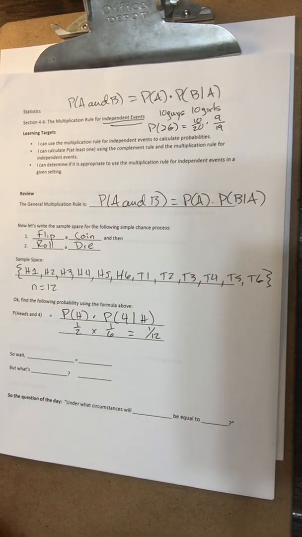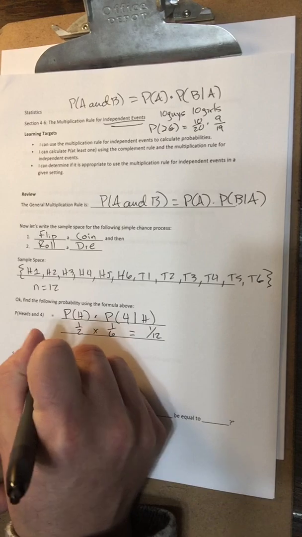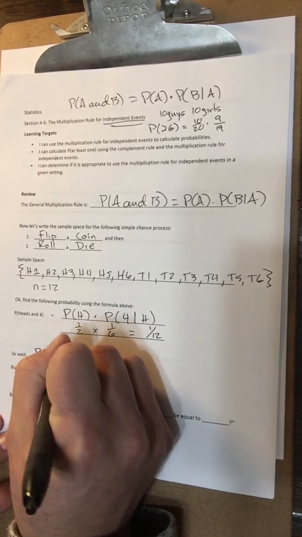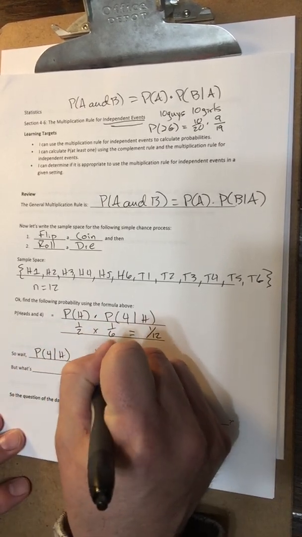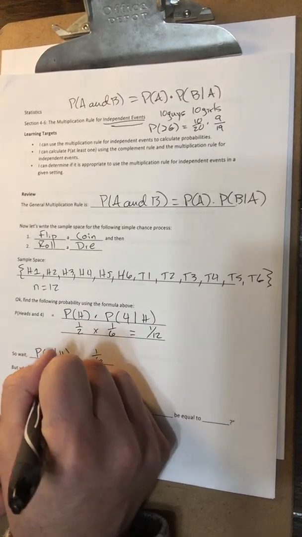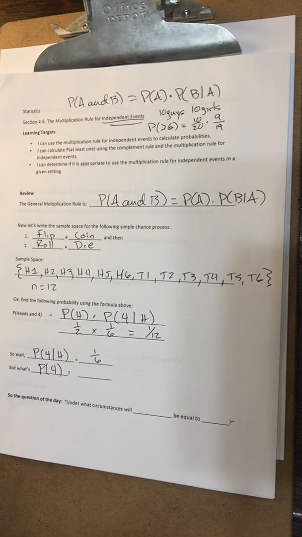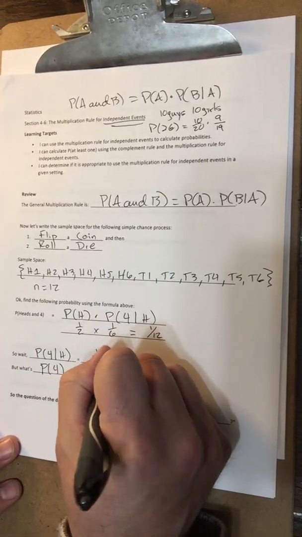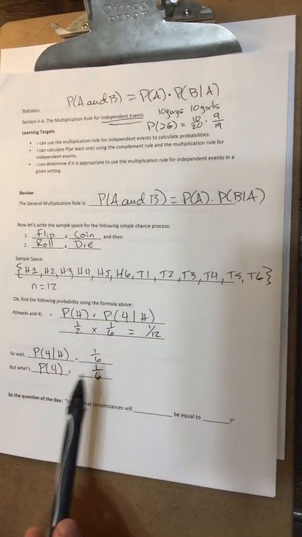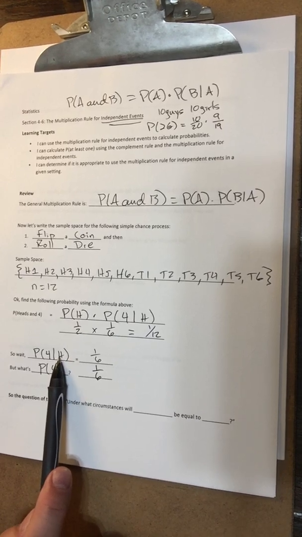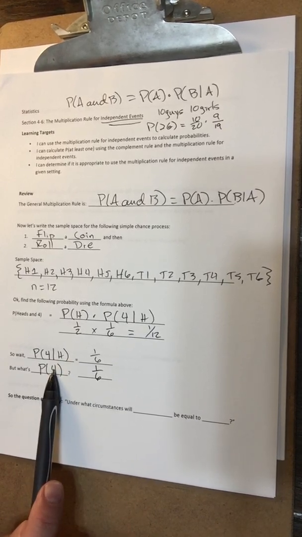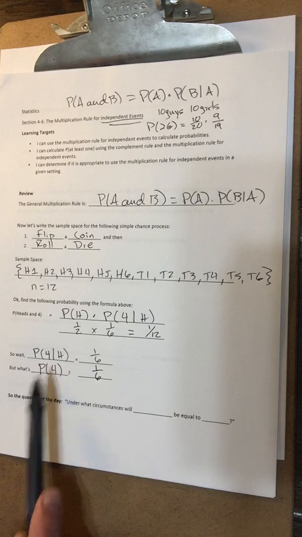So, the probability of getting a 4 given that heads came up is 1/6. Now, what's the probability of getting a 4 when you roll a die anyway? There's 6 sides. 4 is one of the sides. It's 1/6. So you see what's happening here. The fact that heads came up has 0 effect on the probability of rolling that 4.